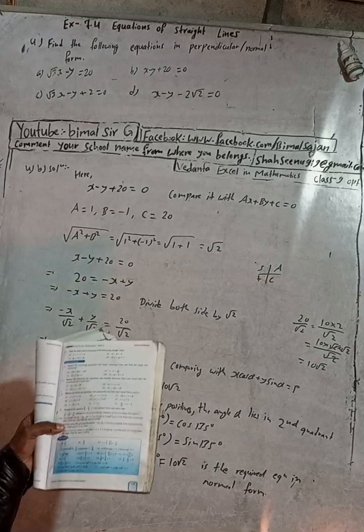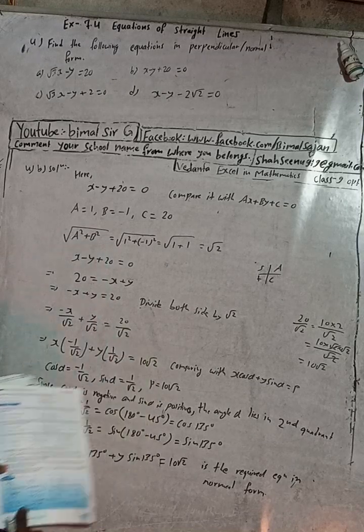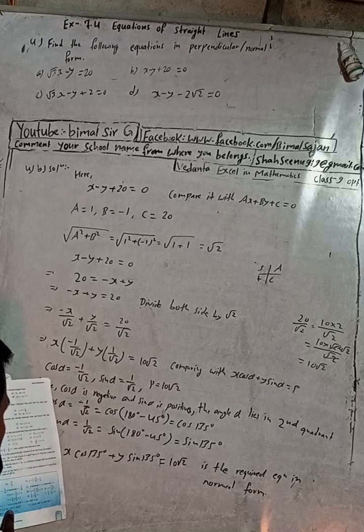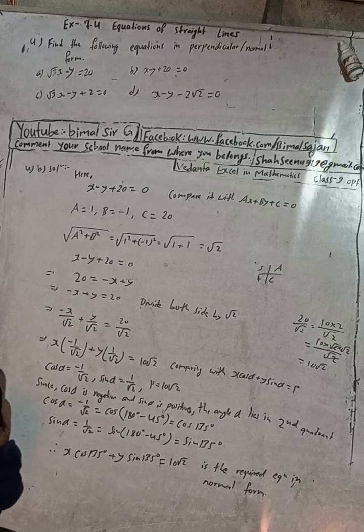Let me check the book answers. In the book, B number, x cos 135 degree plus y sin 135 degree is equal to 10 root 2. Okay, correct answer. So now 3 numbers. Now C number.